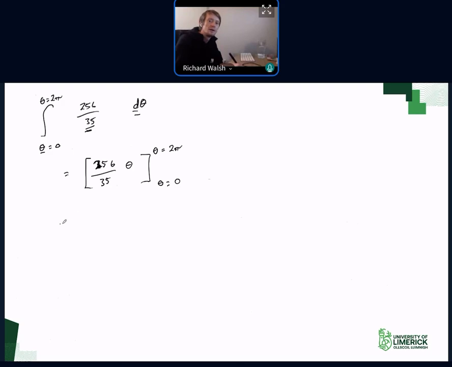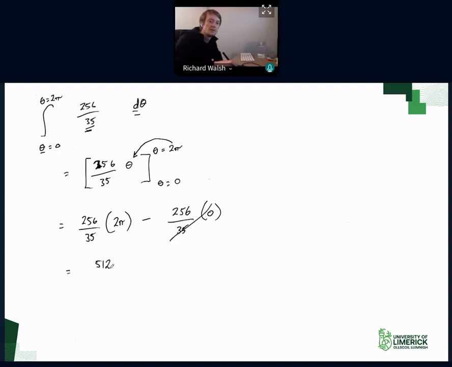So I'm going to substitute in my upper limit for theta. So I'll have 256 over 35 times 2 pi. Minus, sub in my lower limit of 0 for theta. Anything times 0 is 0. 256 times 2 is 512 over 35. And there's a pi there as well. So that would be the answer to that one. All right. Yeah, there's quite a bit of work in that.